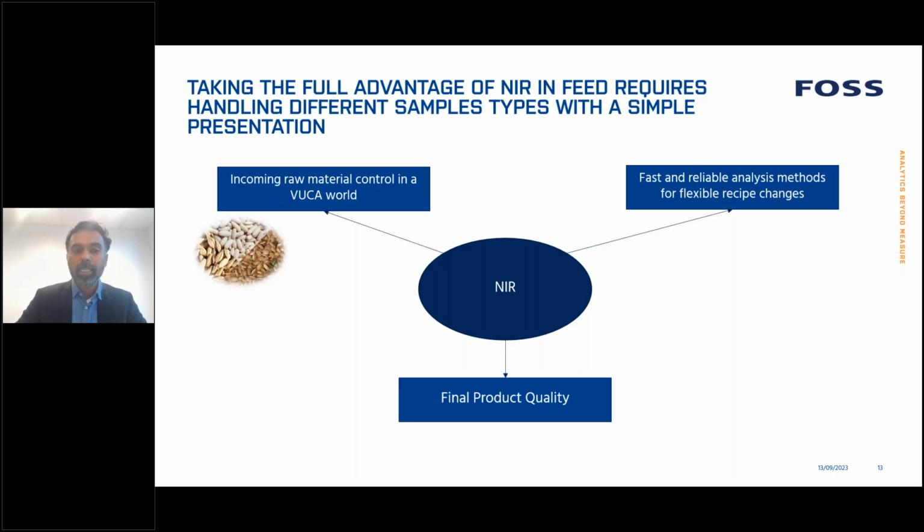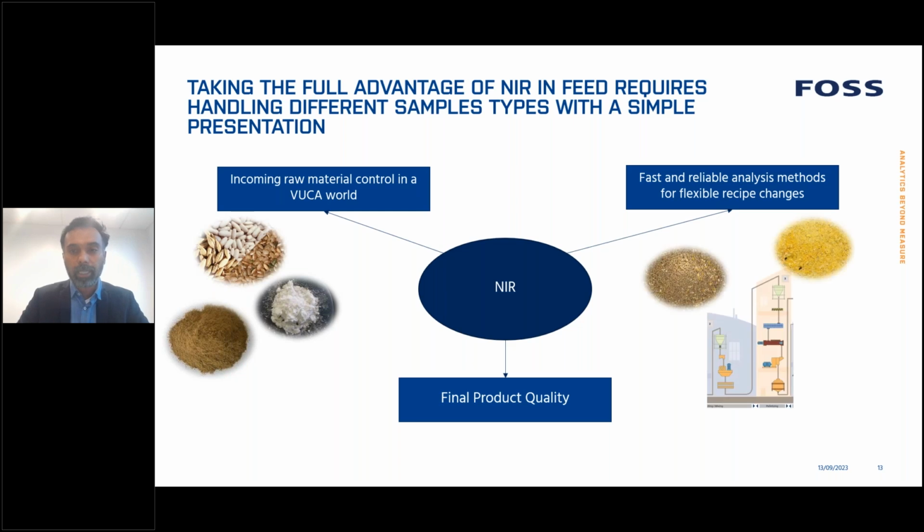So when it comes to raw materials, it could be grains, the different grains that you use. It could also be powders like fish meal, or it could be bone meal, etc. It could also be amino acids, vitamins, etc., which are much finer powders. So there are different kinds of samples just in the raw material. There's a lot of variability there.